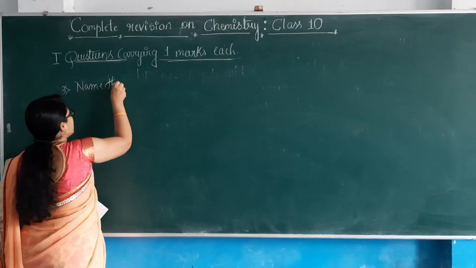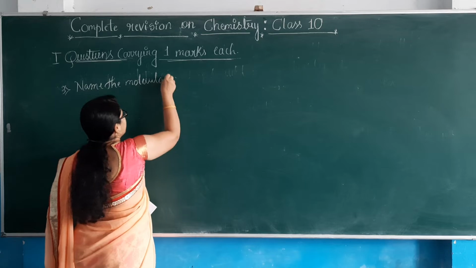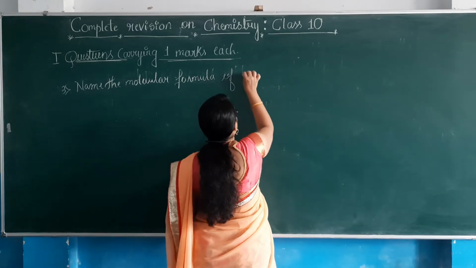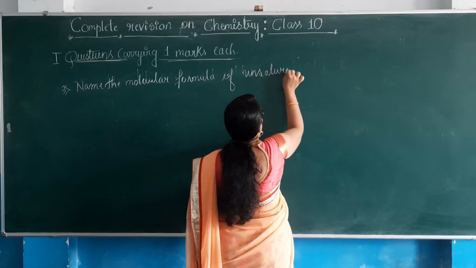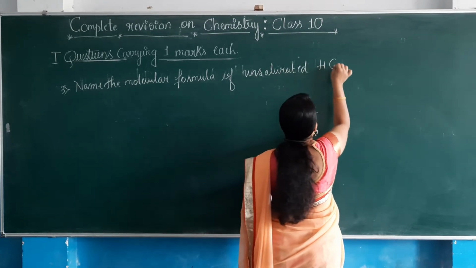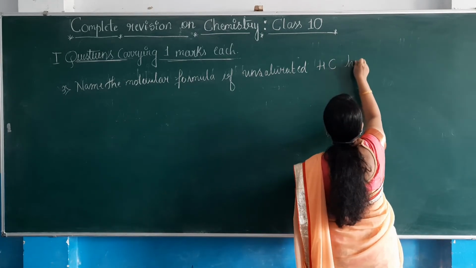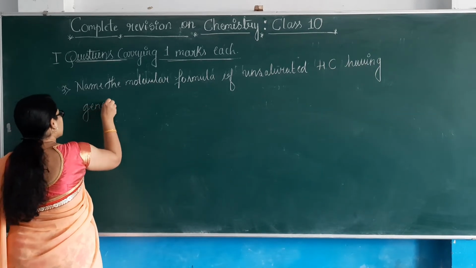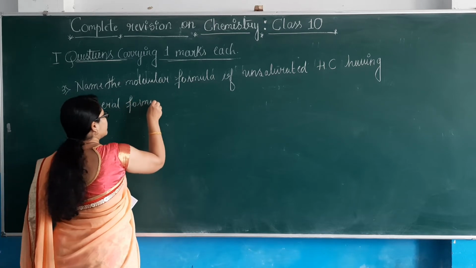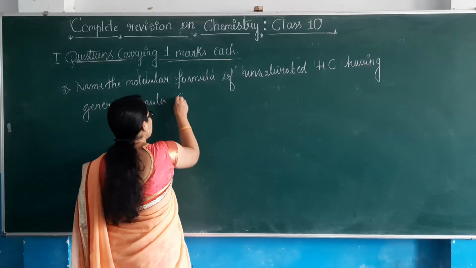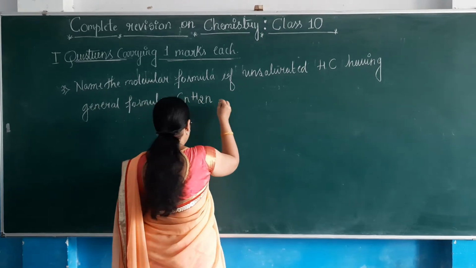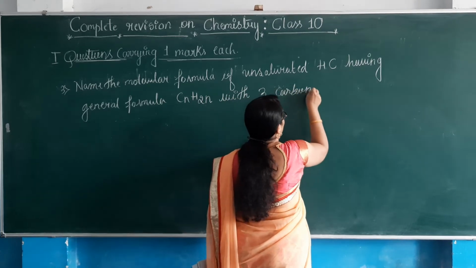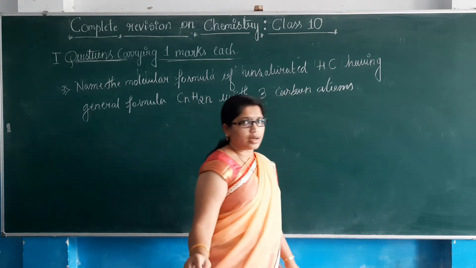Name the molecular formula of unsaturated hydrocarbon having general formula CnH2n with 3 carbon atoms. So this is my question which was asked previously.